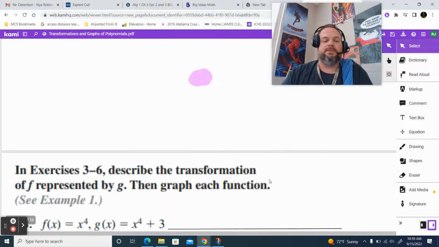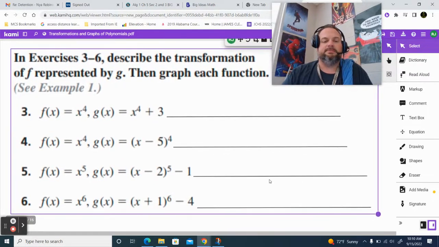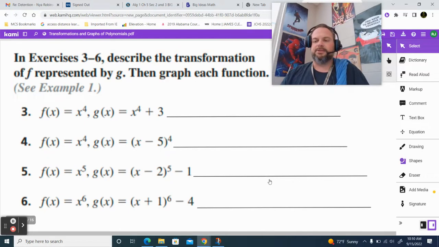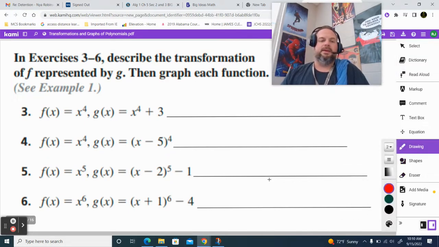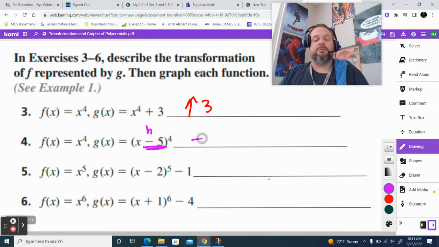All right. So let's look right here. Okay, Mr. Jeffries, on number 3, it goes from this and it has a +3 at the end. So which way would this move? Up 3. Wow. All right. This one now has a -5 in the parentheses. That's kind of like our H value. Very good. Right 5.